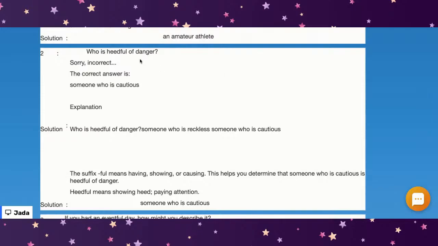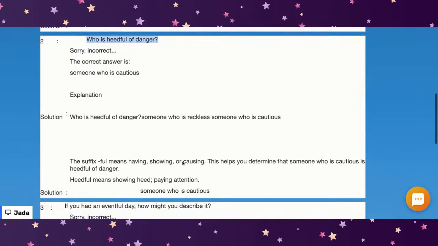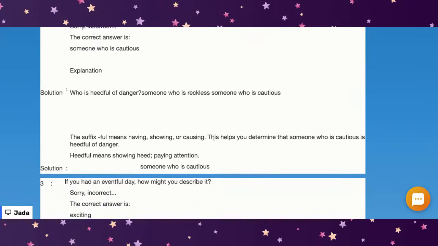Who is heedful of danger? So it helps you determine that someone who is cautious is heedful of danger. So if you are cautious, you're heedful of danger because heedful means showing heed, paying attention. So if you're heedful, you pay attention, so you're cautious.